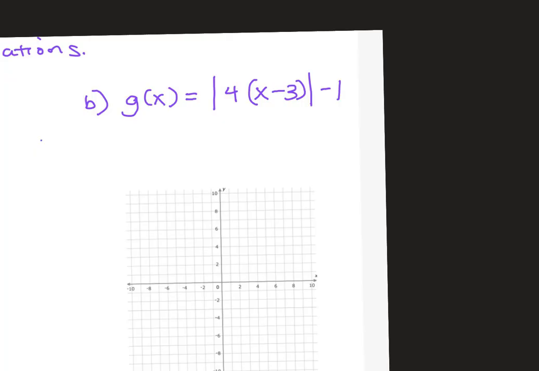Okay, now looking at B, the 4 inside is going to be a horizontal dilation. And we use the reciprocal, so by a factor of 1/4. The -3 inside the parentheses is a shift to the right 3. And the -1 is a shift down 1. So right 3, down 1. It's an absolute value, so it's going to be a V. But instead of going up 1 and out 1, we're going to take those x's and multiply by a fourth, which is going to make it more narrow.